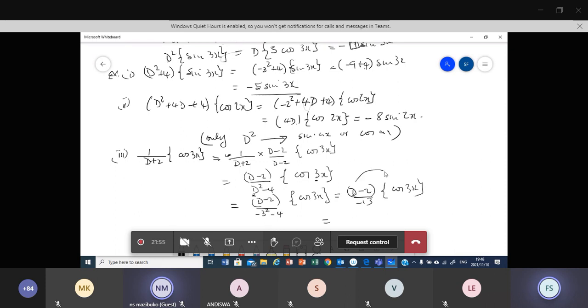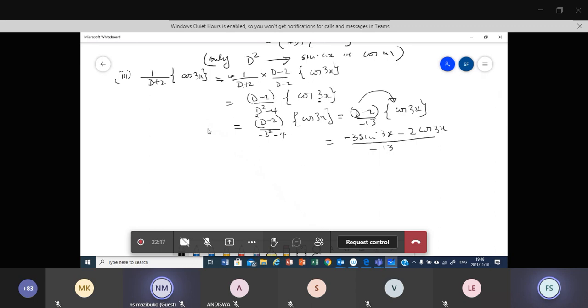Apply what is on top to that: the derivative of cos 3x is going to be minus 3 sine 3x. This times that, it's minus 2 cos 3x. Everything is over minus 13. You can rewrite this in a more mathematical manner. When you simplify it, it's 1 over 13 into 3 sine 3x plus 2 cos 3x. That's your answer.